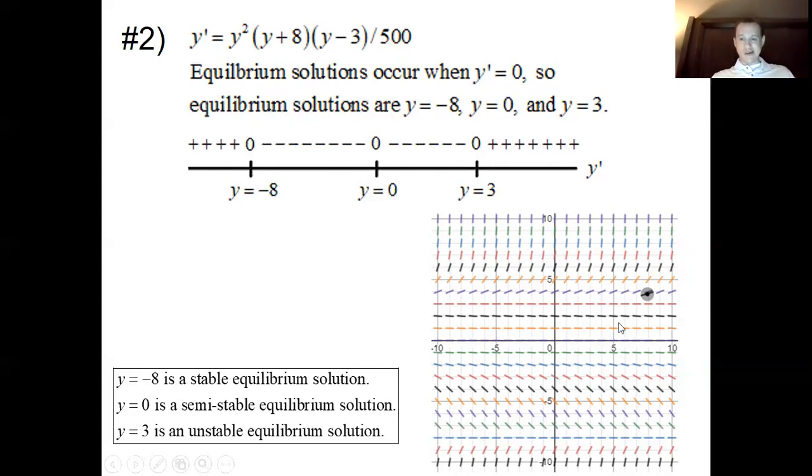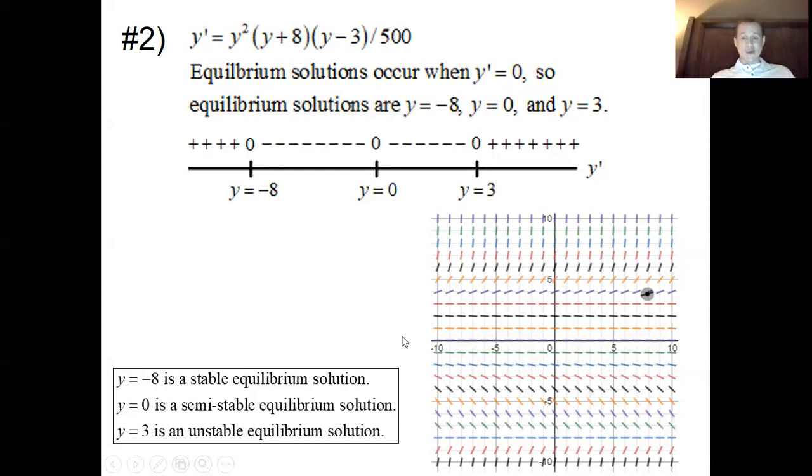How about y equals 0? Well, here's the blue one right here, or these purple lines. It's kind of hard to see because it's blended into the axis. But below it, things are curving down away from it. And above it, things are also curving down, kind of towards it. So if one side is approaching it and the other side is going away from it, well, it's kind of like a mix of stable and unstable. It's semi-stable. So y equals 0 is a semi-stable equilibrium solution.